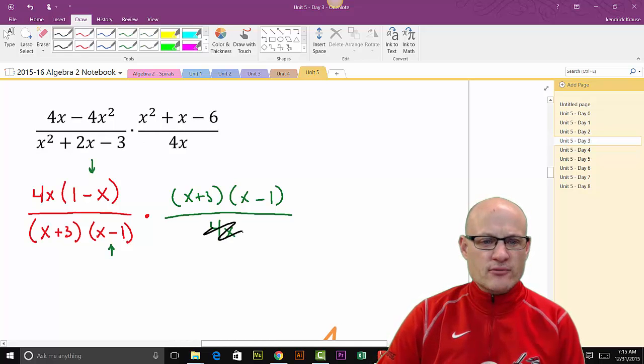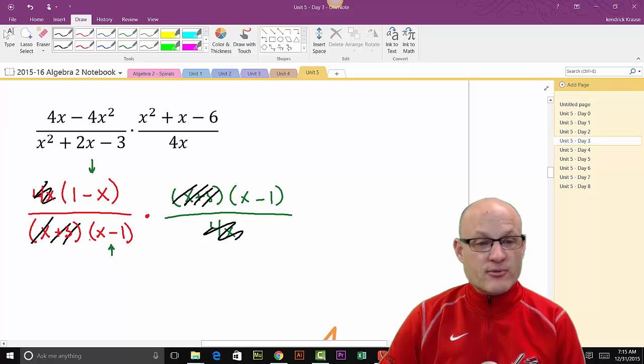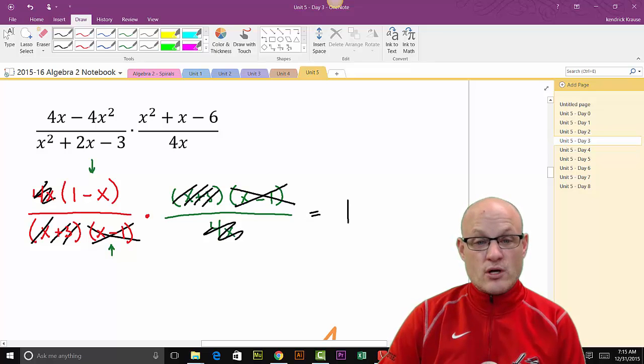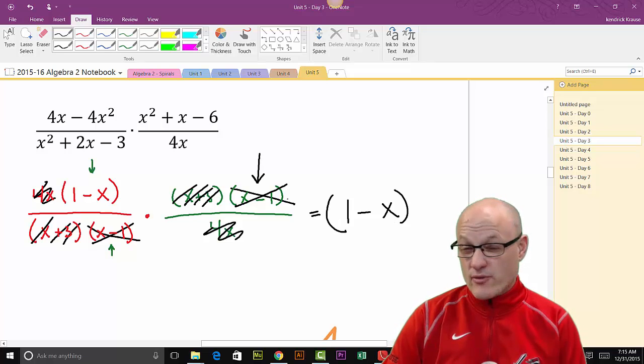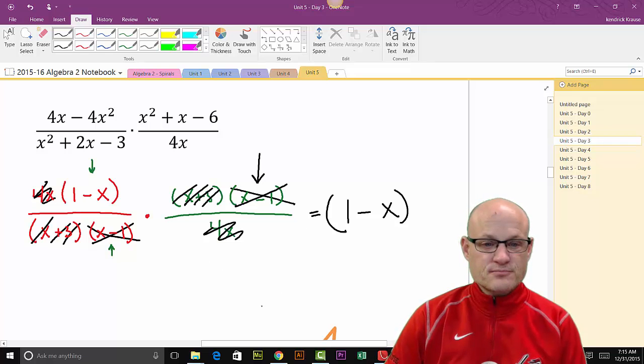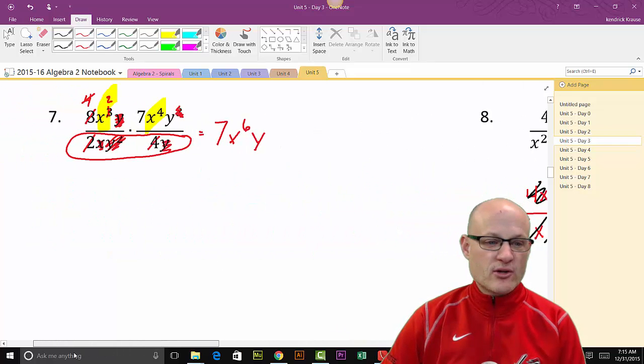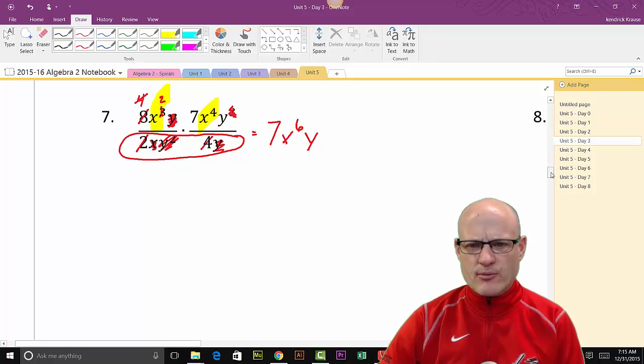So the 4x's cancel. The x plus 3's cancel. They just cancel. Now I have a 1 minus x. Oh, no, this one's actually not a problem at all. Because I have an x minus 1 here and an x minus 1 here. So those actually just cancel. So my answer is 1 minus x. Interesting. I didn't see this. I could have done this problem actually. So I tricked myself. I forgot I did that. It's been a while since I did that problem.